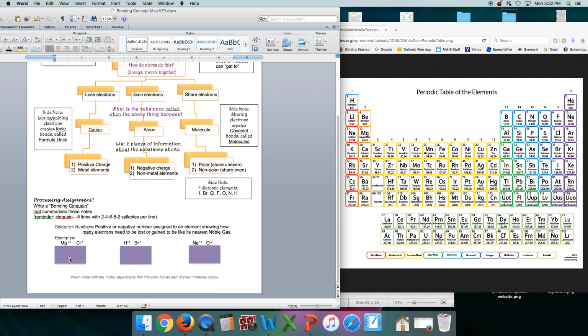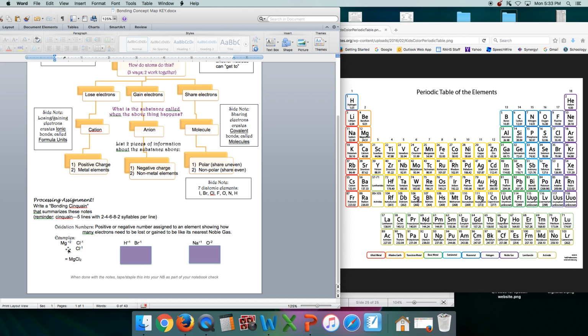Okay, let's review oxidation numbers one more time. So magnesium is right here. It's closer for it to go backwards 1, 2 to be in the noble gas column. Backwards 2 means fewer electrons, less negative, so the charge is positive 2. Chlorine is a negative 1. Look at where it is. Gaining 1 electron makes it stable like the noble gases. Gaining an electron is negative, so a negative 1 charge.